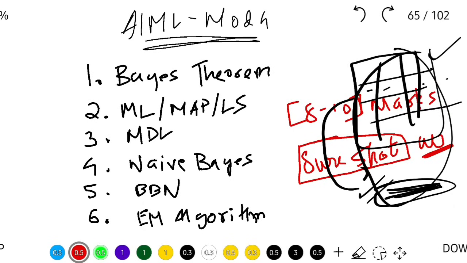This is regarding the numerical part. There are two types of numericals in this case, and we'll be discussing both of them. One comes in Bayes theorem, the second comes in Naive Bayes.